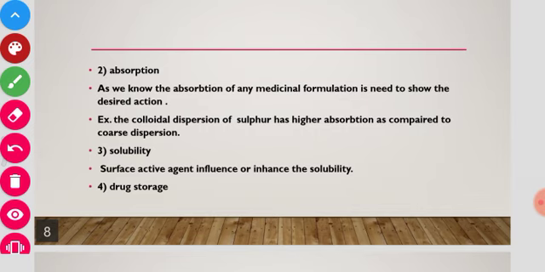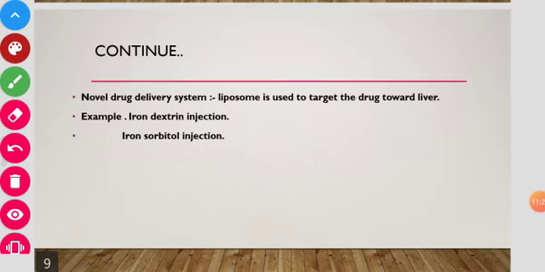The fourth one is drug storage. As we know, 90% of the metabolism of any drug takes place in the liver. So in novel drug delivery systems, the liposome is used to target the drug towards the liver. For example, iron dextran injection or iron sorbitol injection.